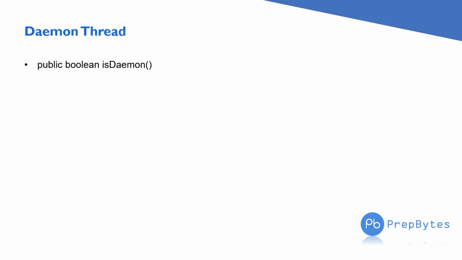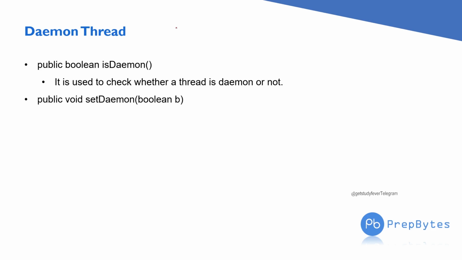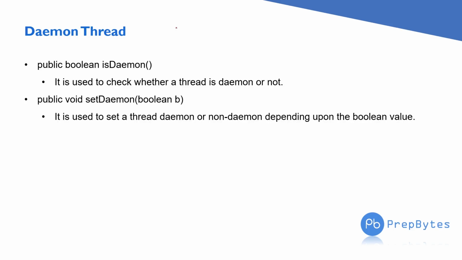This is public boolean isDaemon. It is used to check whether a thread is a daemon or not. If you want to check whether your thread is a daemon, just use this method. Then public void setDaemon is used to set a thread as a daemon or a non-daemon depending upon the boolean value. If I do t1.setDaemon(true), t1 will become a daemon thread. If I do t1.setDaemon(false), it will become a non-daemon thread again.